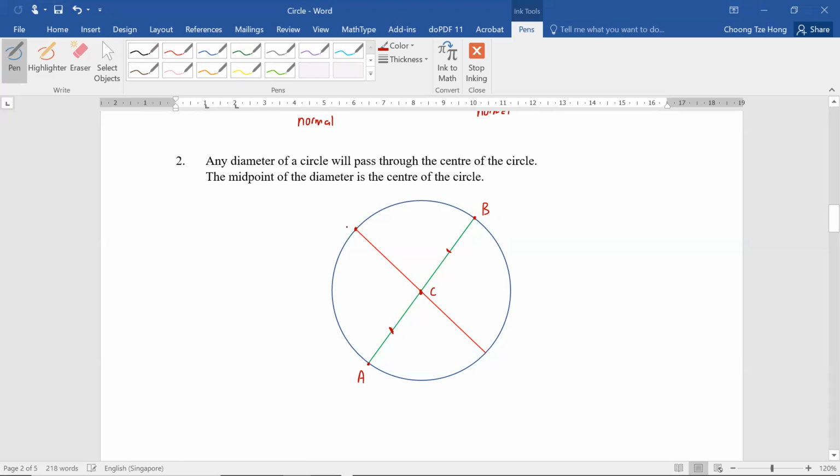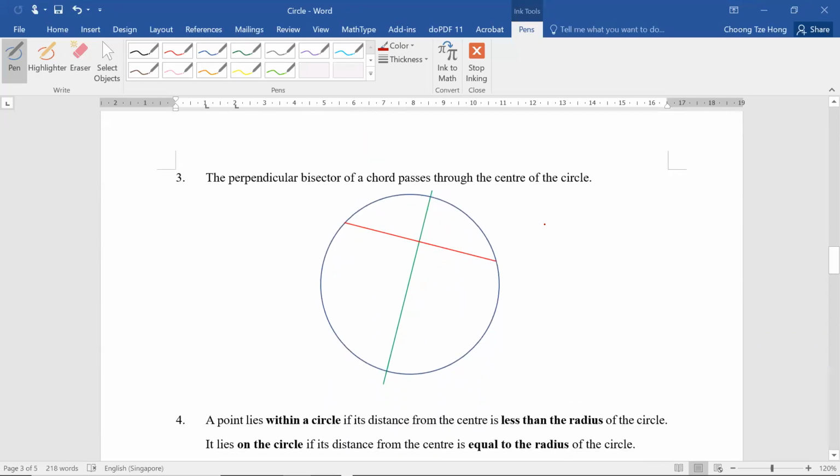Same thing. Let's say this point is P and this is Q, and it passes through the center, so it's a diameter. So the point C is also going to divide PQ into two equal lengths. This is another thing that you need to take note of, and you will see later on we get to apply this in the O-level question.